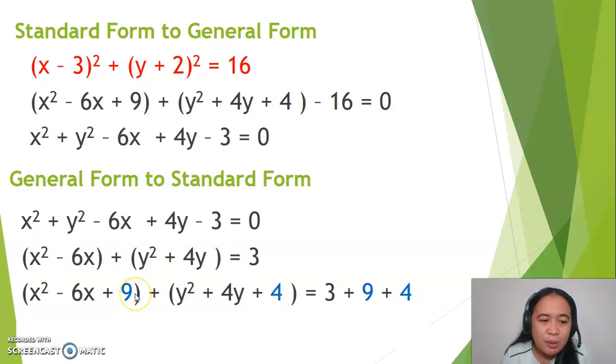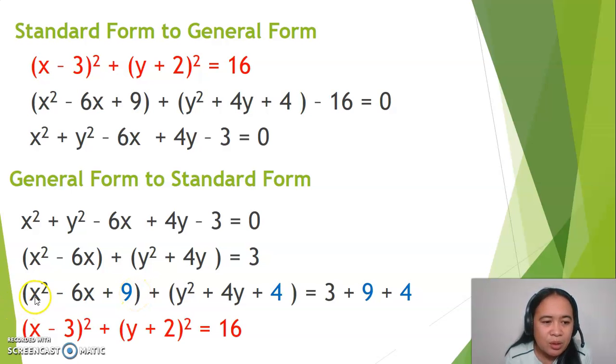So next to this, we will rewrite this to binomial form, in which we'll simply get its square root. Square root of x² is x, square root of 9 is 3, and the sign of the second term is negative. The same thing here: square root of y² is y, square root of 4 is 2, the sign of the second term is positive. 3 plus 9 plus 4, we will end up with 16, in which we go back to the original given.